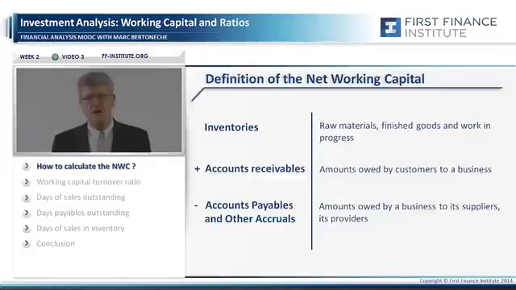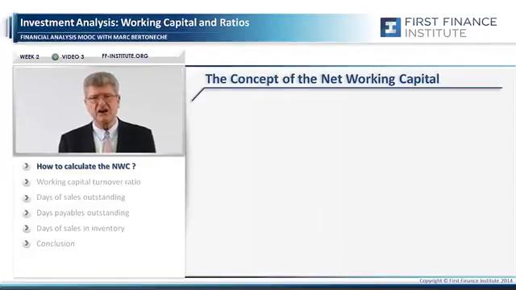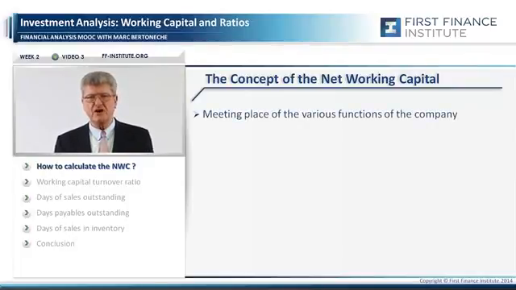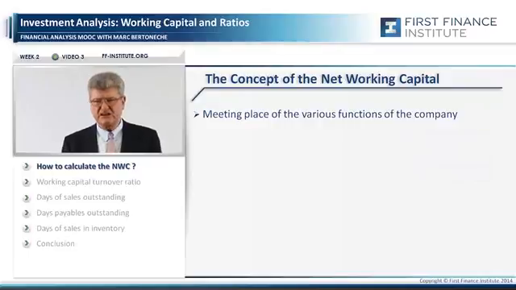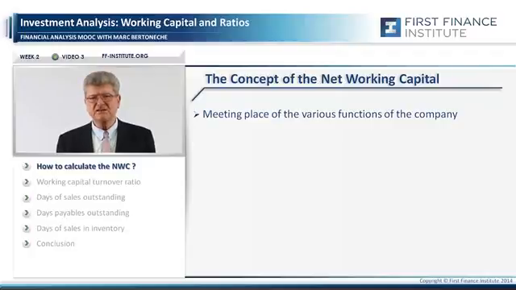previous video. What is fascinating in the concept of net working capital is that it represents the meeting place of the various functions within the company. For example, the meeting place between the commercial function and the finance function. The commerce people want to sell as much as possible, and sometimes they give too much credit to the customers. And the finance people say, hey, wait a minute, your accounts receivable are going too high. See, all these functions may have different objectives and constraints, but at the end of the day, they have a crucial impact on the cash situation, on the liquidity of the firm.